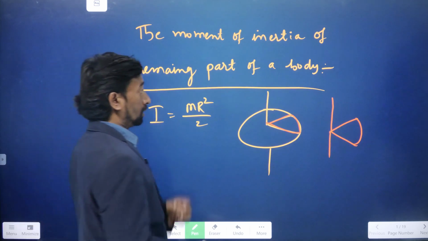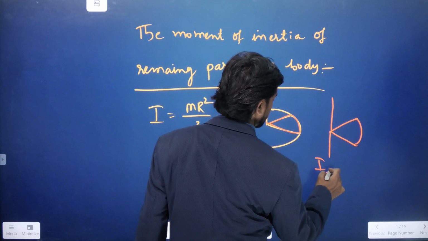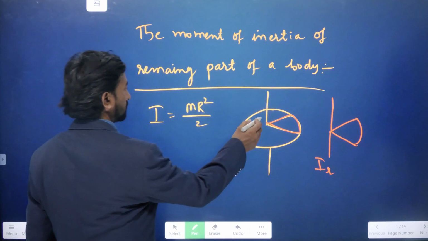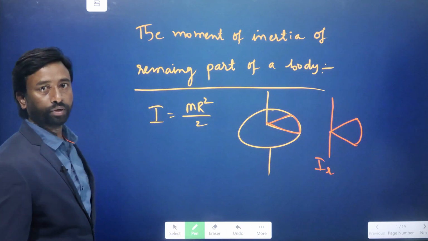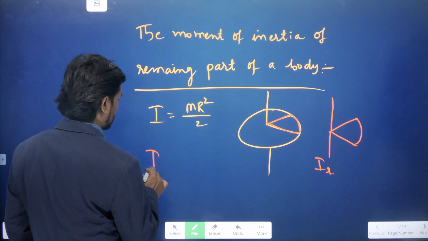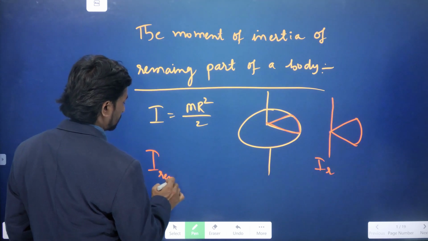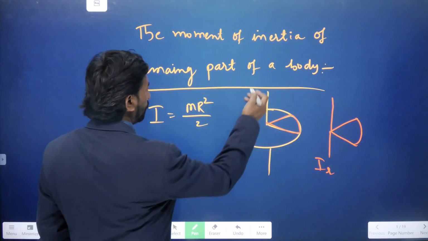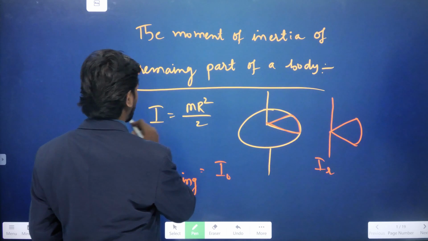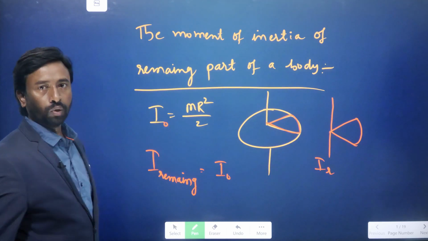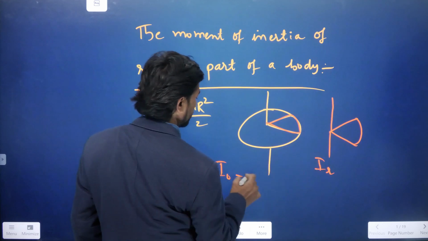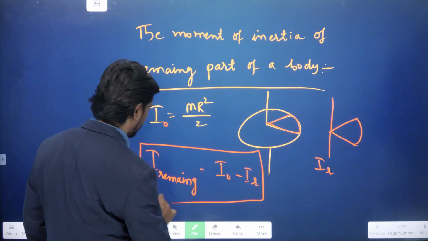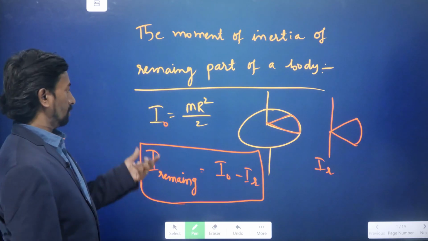Let us consider the moment of inertia of the removed part to be I_R. Now the moment of inertia of the remaining part is equal to the whole moment of inertia, let us consider this I naught, minus the moment of inertia of the removed part. By using this formula, we are going to find the moment of inertia of the remaining part of the body.